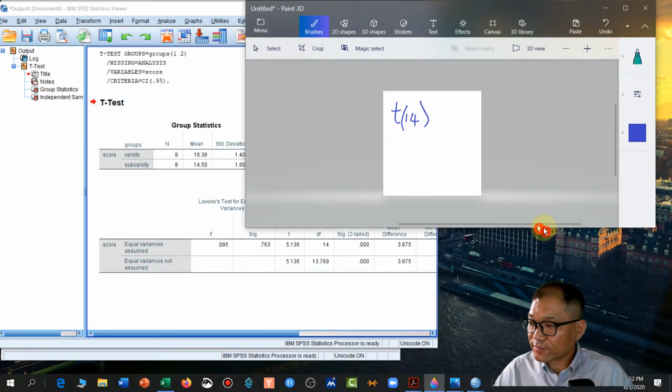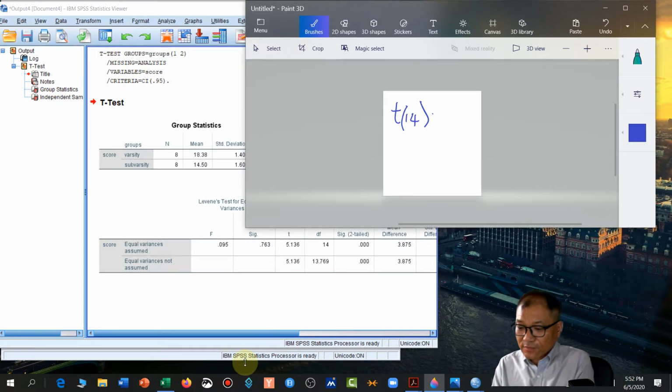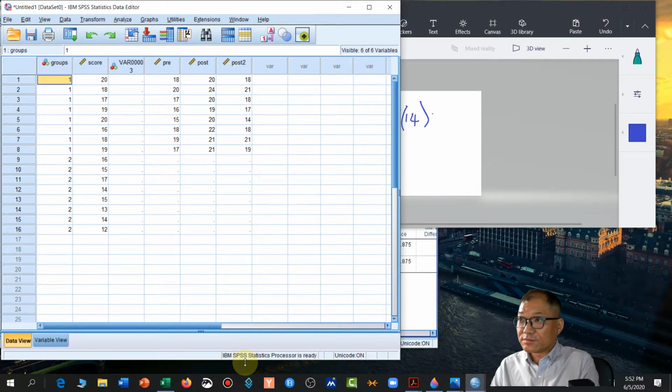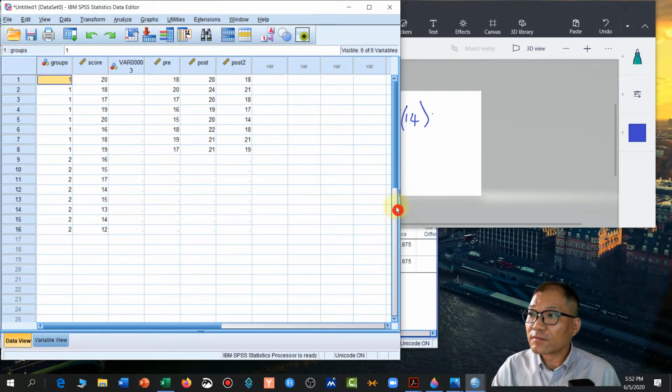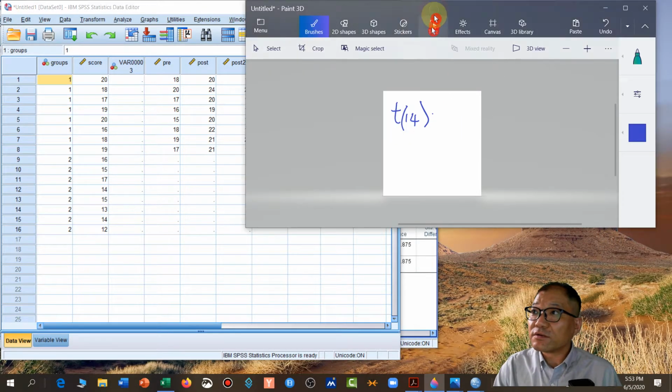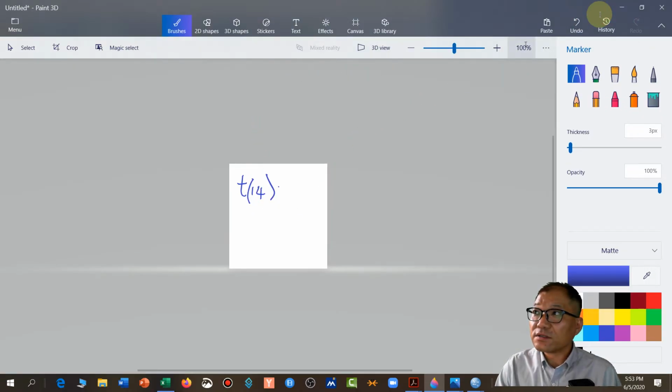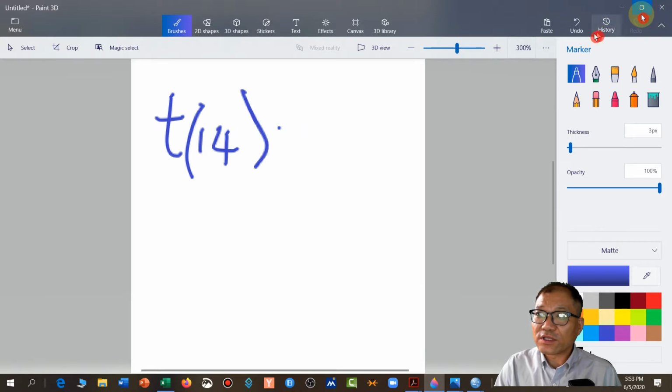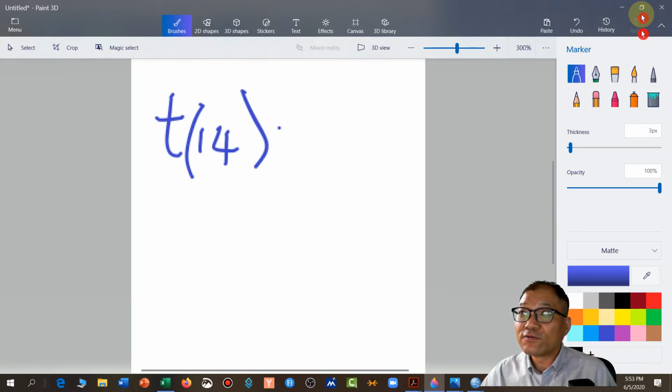Then next, steps 7 and 8: now you need to report your t-test outcomes. So let me just put it right here. You just finished a t-test. All you need to report for the independent t-test is t, parenthesis, degrees of freedom 14, equals, it's not really working.